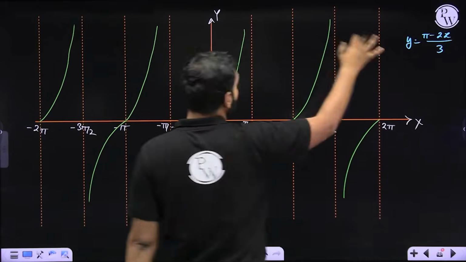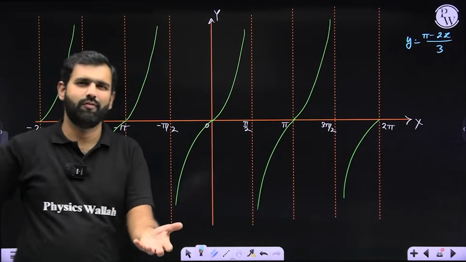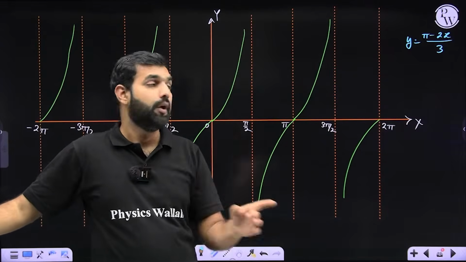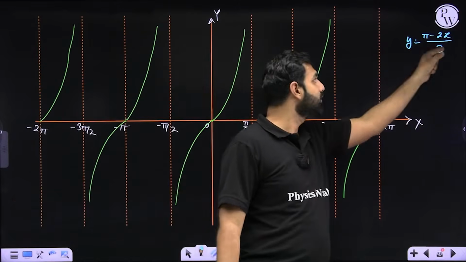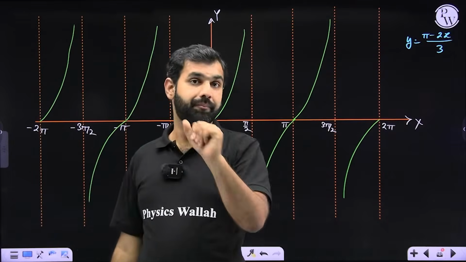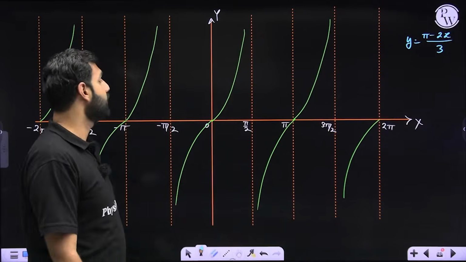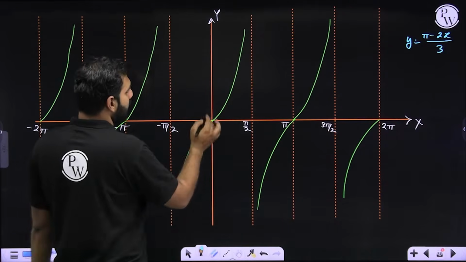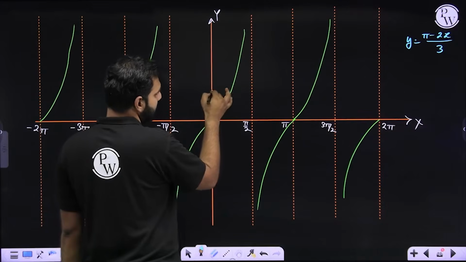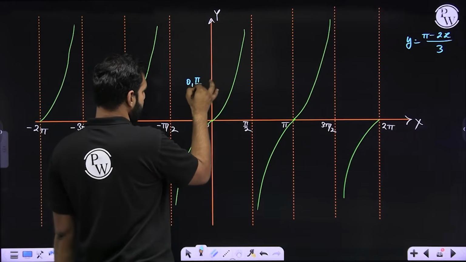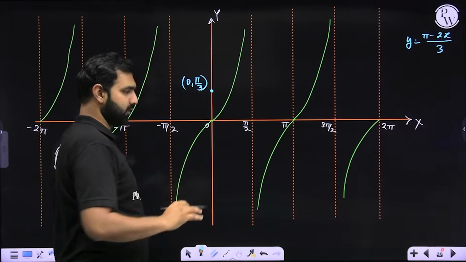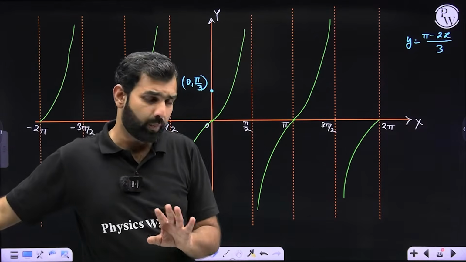Now, how do we draw a straight line? Find its intercepts. That's the best form. So I'm putting x as 0. When you replace x by 0, you get y equals pi by 3. So 0 comma pi by 3. Where do you find 0 comma pi by 3? This is 0. Pi by 3 will be somewhere here. So this is the point 0 comma pi by 3. So the line must be passing through this point. I hope you're getting it very clearly.